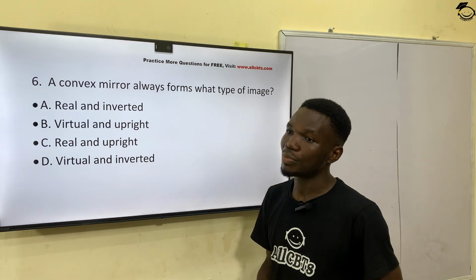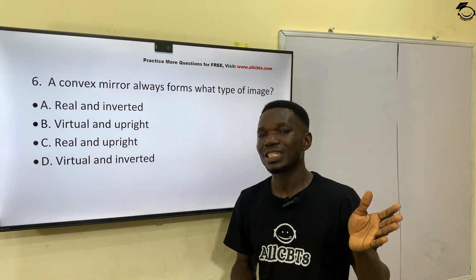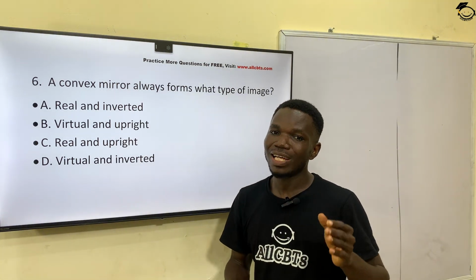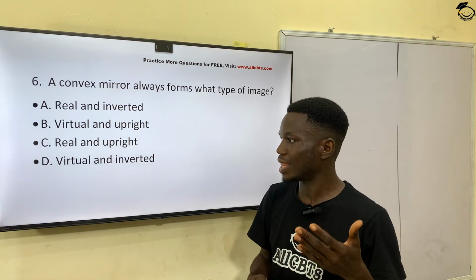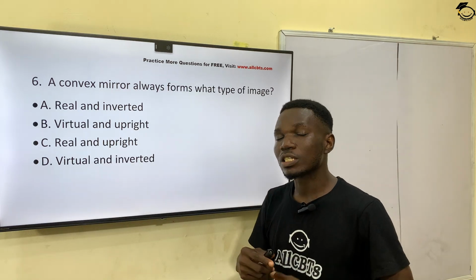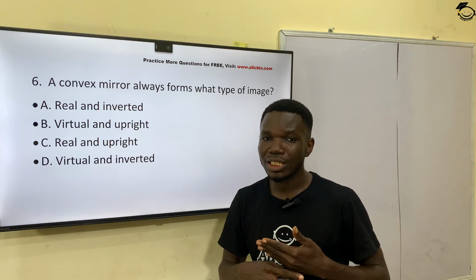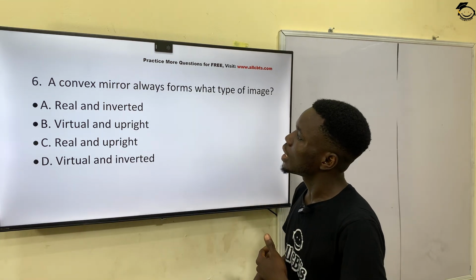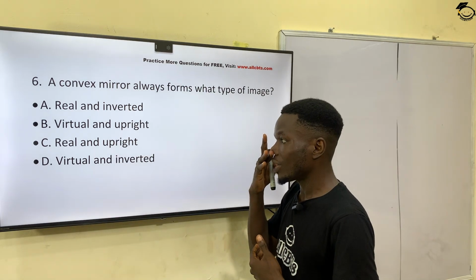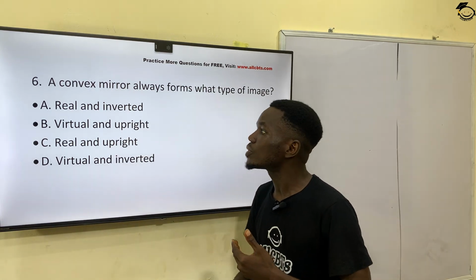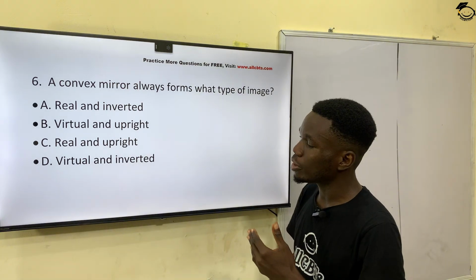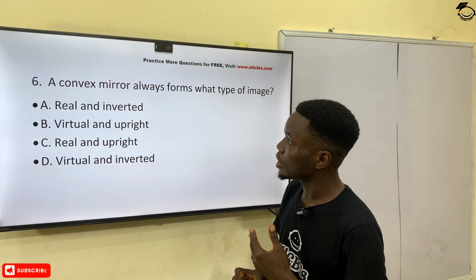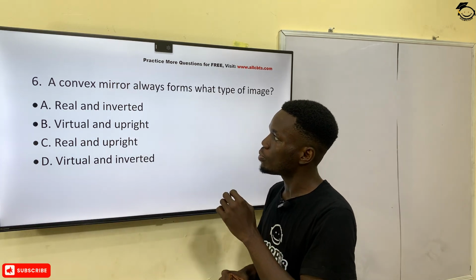When you say real, it means that whatever you are seeing in the image is exactly what you are seeing in the object. And when you say it is inverted, it means that it is turned upside down. So does a convex mirror form an image that is real but inverted? That's what we're going to find out. Looking at the options here, the correct answer is that it forms a virtual image, but the image is upright.